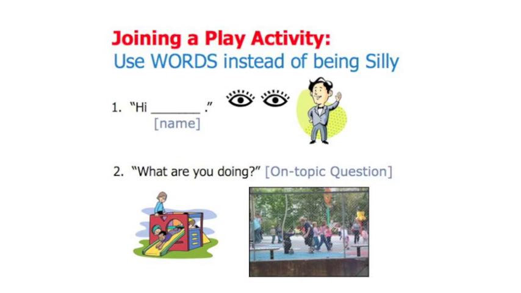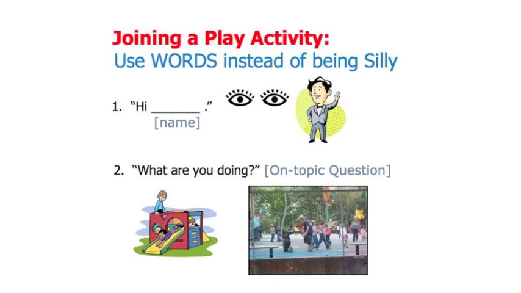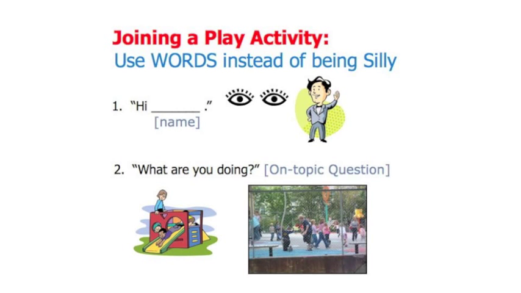So with joining a play activity, there's a number of steps. The first one, like so many of the lessons, has to do with the child starting off the interaction in a good way by saying hi and a person's name, and when they're talking to somebody, especially in the very beginning, looking towards that person.